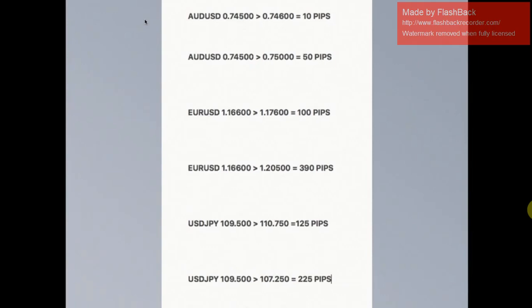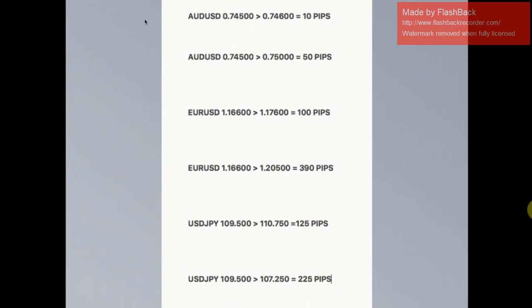So let's look below that. AUD USD is 0.74500, pushes up all the way hypothetically to 0.75000, which gives me 50 pips. How did I work that out? I took 75,000 minus 74,500, which gave me 500. I dropped the last digit, which gave me 50 pips.